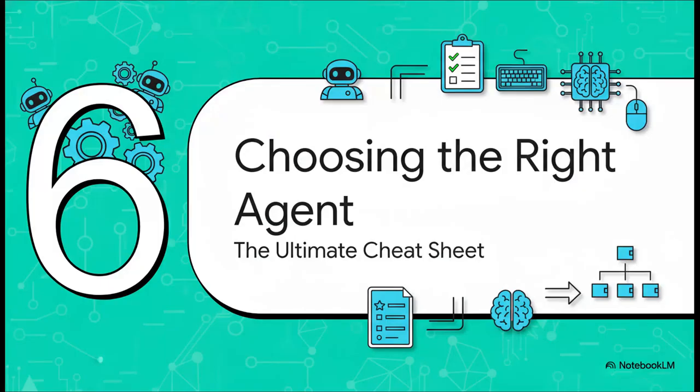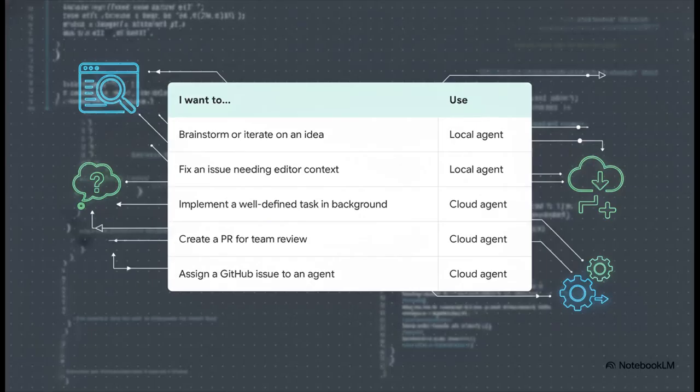All right, we've covered a lot of ground. We've seen the agents do their thing. We know how to manage them. So let's boil it all down with a simple cheat sheet. This answers the most important question. When do I use which agent? Getting this right is what really unlocks that next level of productivity. It really breaks down pretty simply.